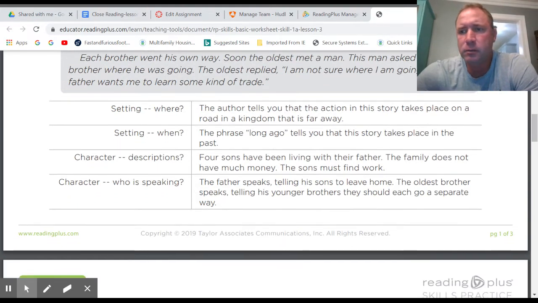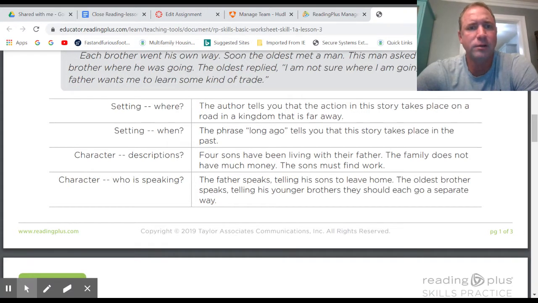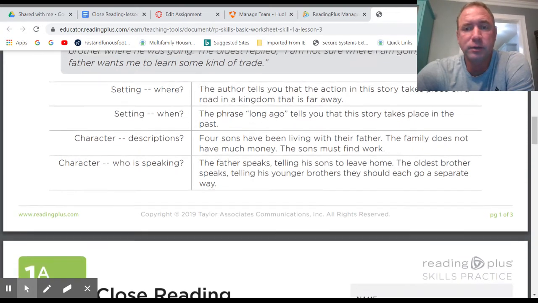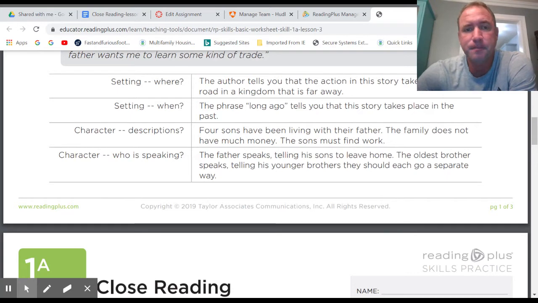Well, let's take a look. Where's the setting? Where does the story take place? The author tells you that the action in the story takes place on a road in a kingdom that is far away. When does this story take place? Long ago. The phrase long ago tells you that this story takes place in the past.